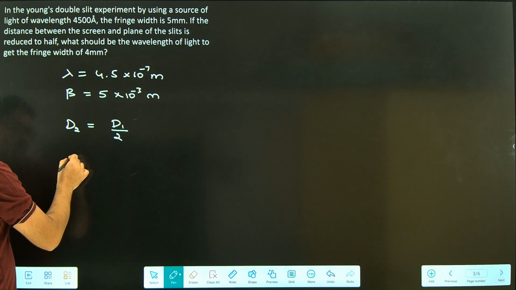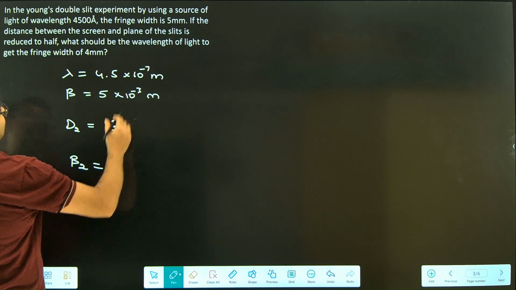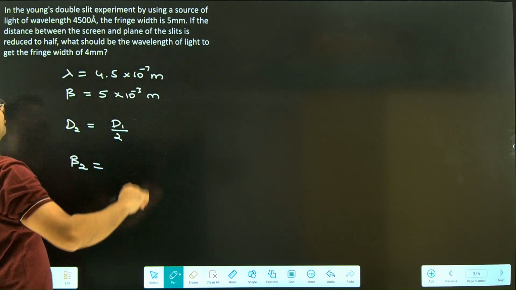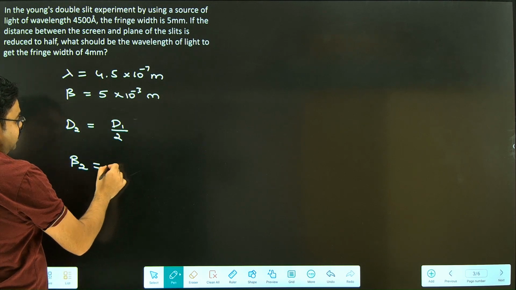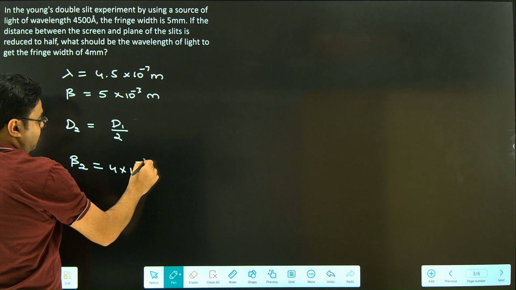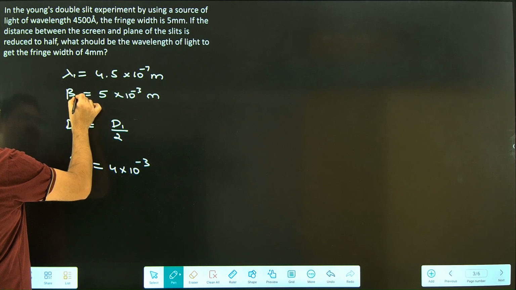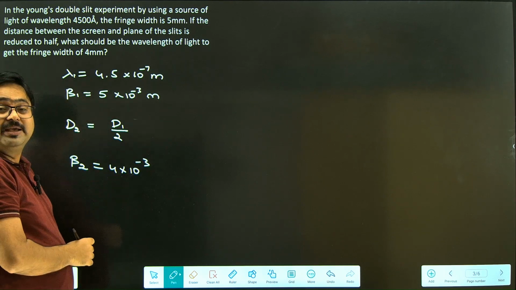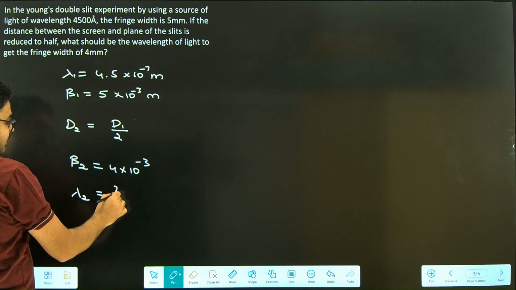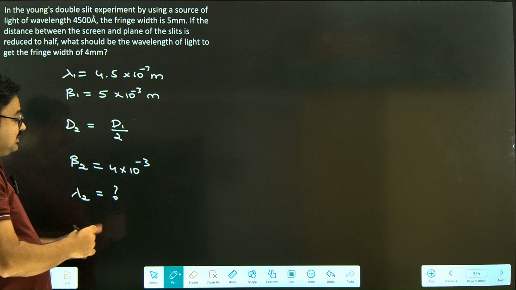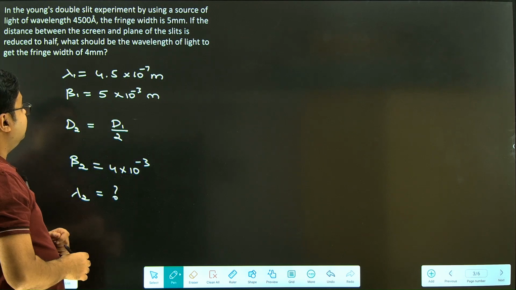Then if you need to get the fringe width, the question is, what should be the wavelength of light to get the fringe width of 4 mm? So you want to get a fringe width of 4 mm now. So maybe we should call this wavelength lambda 1 and the initial fringe width beta 1. We need to find the wavelength of light in the second case in order to get this fringe width, which is 4 into 10 to the power of minus 3.